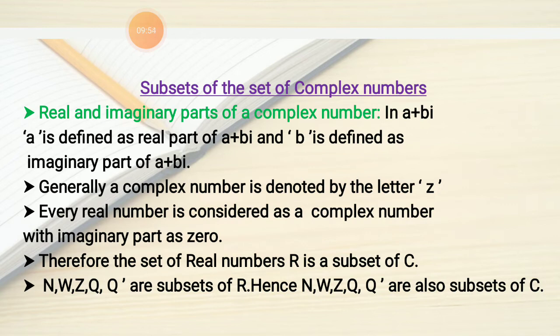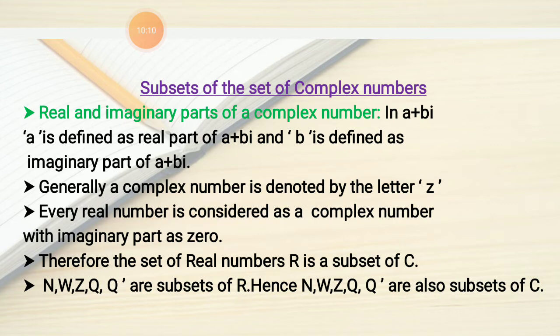Before learning about subsets of the set of complex numbers, let us learn real and imaginary parts of a complex number. In a plus bi, a is defined as the real part of a plus bi and b is defined as the imaginary part of a plus bi. Generally, a complex number is denoted by the letter z.